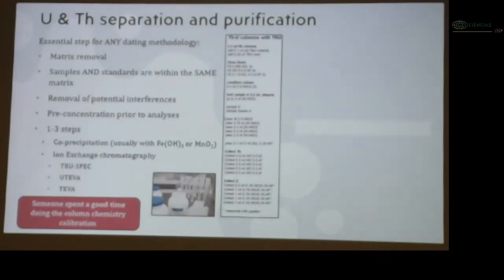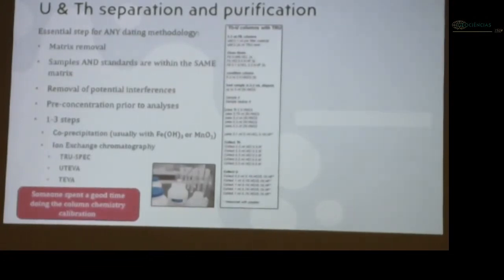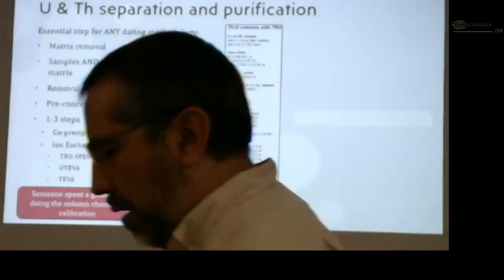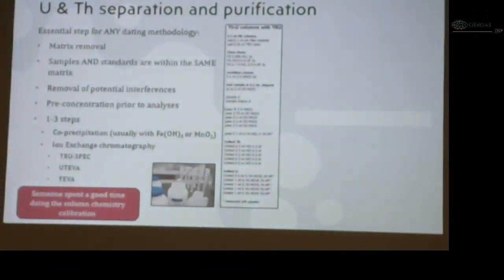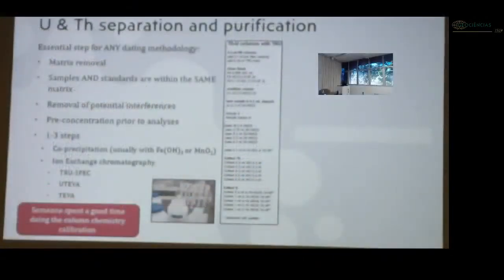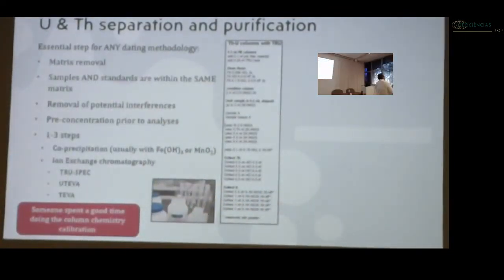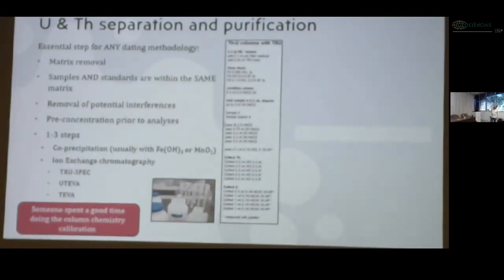So that increases the concentration and therefore increases the counting statistics. And it basically includes a dissolution step, and then sometimes, not all the time, there's a co-precipitation. So basically what we do is we add some iron into the dissolved sample, and then we add a little bit of ammonia, and that precipitates the iron hydroxide, and the iron hydroxide will take all the uranium and thorium, really quantitatively, really nice. Then we dissolve this, and using ion chromatography with different kinds of resins, we can get rid of the excess of iron, and then we can separate uranium and thorium.